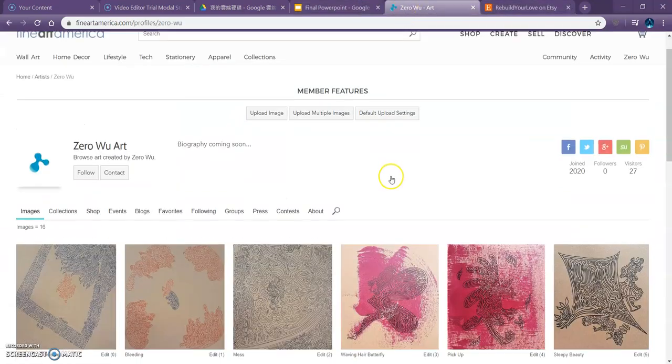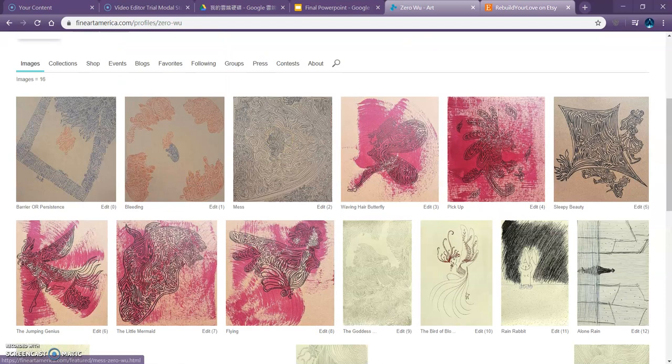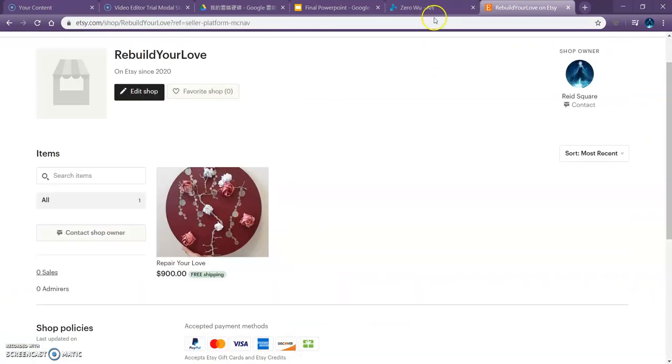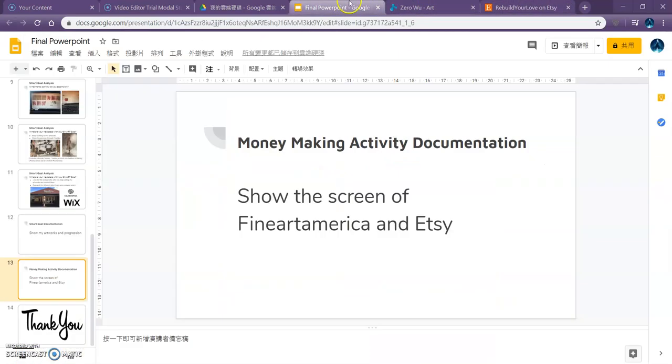Okay, here is what I did. Look, they're beautiful, right? And this is what I did here. I'm still working on other artworks, and these are still work in progress.